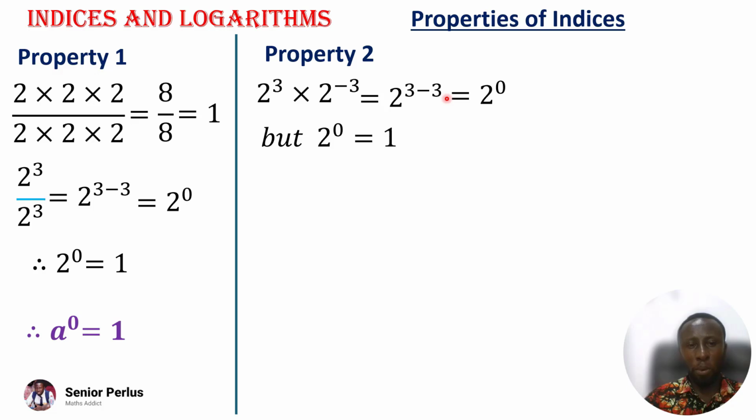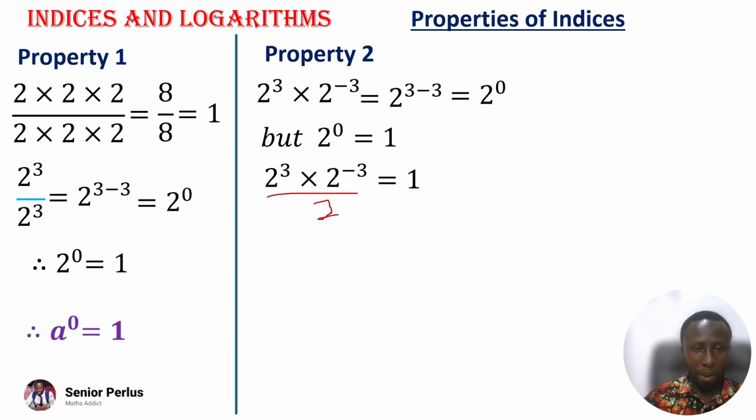But we know that 2 to the power 0 is 1. A number with the power 0 is 1. So from this idea, we can say that this one is 1. So if this is 1, I'm going to make one of these the subject. I'll start with this one. Everyone knows how to make the subject. We just divide both sides.